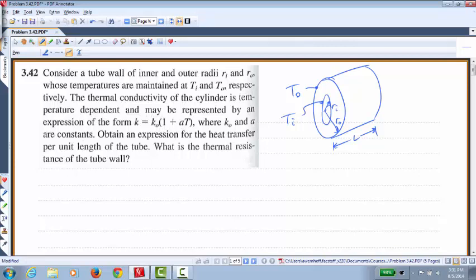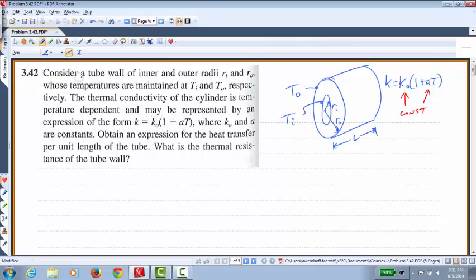The thermal conductivity of the cylinder is temperature dependent and may be represented by an expression of the form K equals K sub O times 1 plus AT, where Ko and A are constants. So that and that are constant. Obtain an expression for the heat transfer per length of the tube.